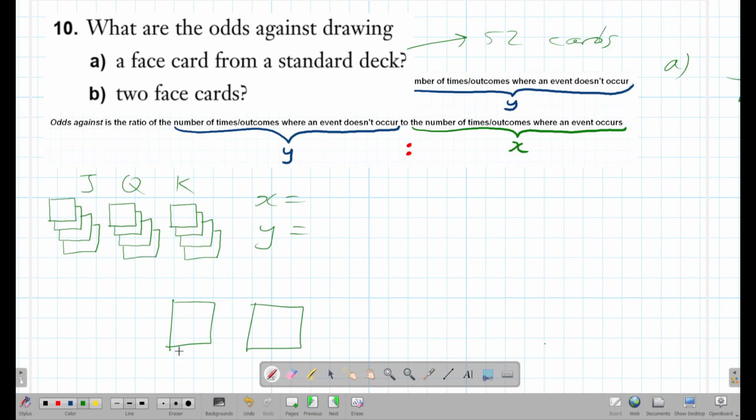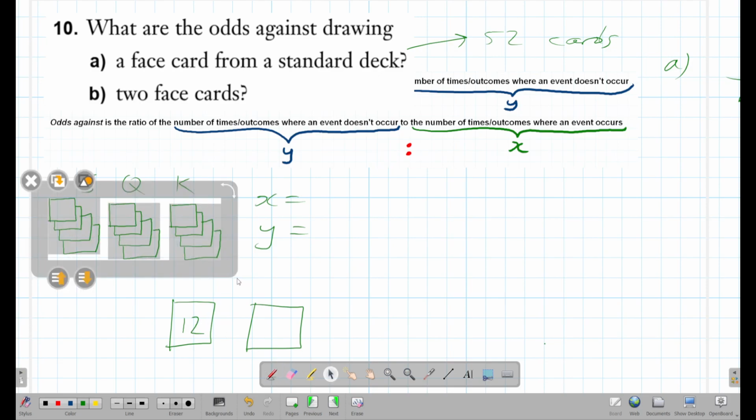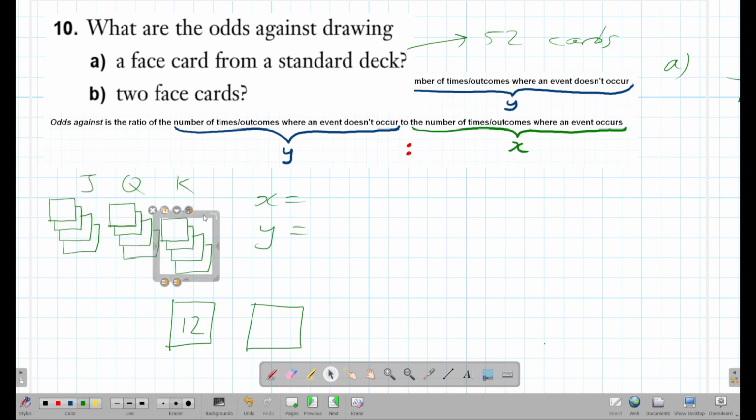Well, there's 12 possibilities for the first card because it can be any one of the Jack of Hearts, Jack of Spades, Jack of Clubs, and Jack of Diamonds, and the same thing with the Queen of Hearts, Spades, Diamonds, and Clubs, and the King of Hearts, Spades, Diamonds, Clubs. So the first card that you draw, if it's a face card, you have 12 ways of drawing that card. The second card you draw, if it's a face card, you have 11 ways, because in the first draw, you already took out one of the face cards. So for the second draw, you only have 11 ways of drawing that second face card.